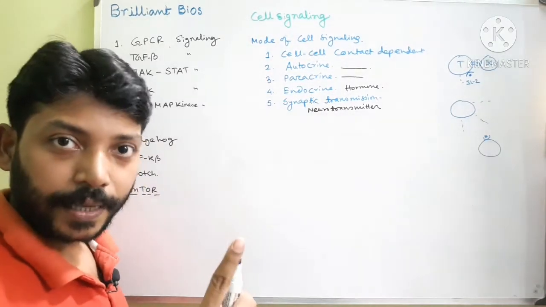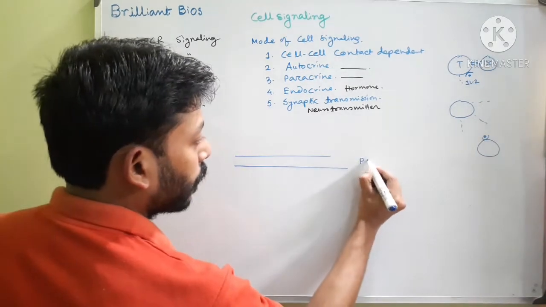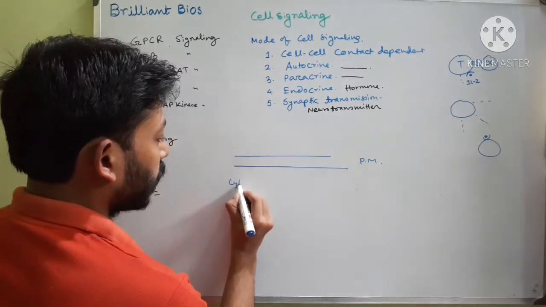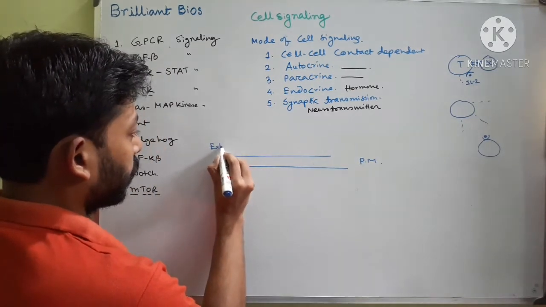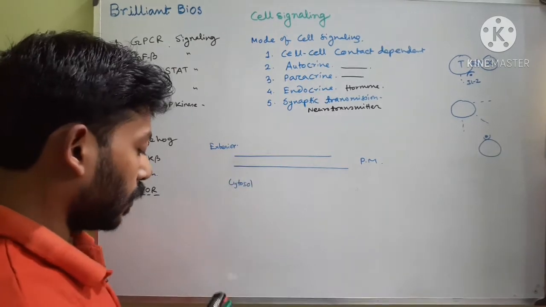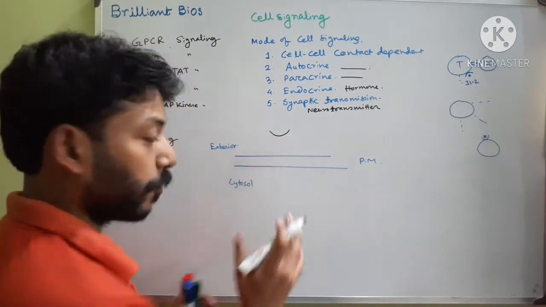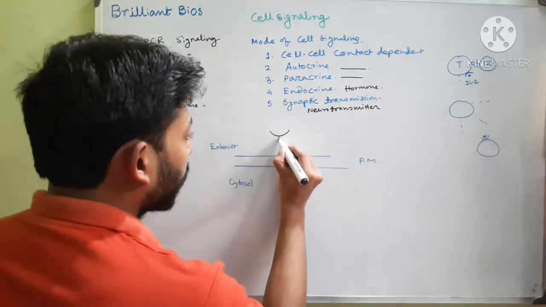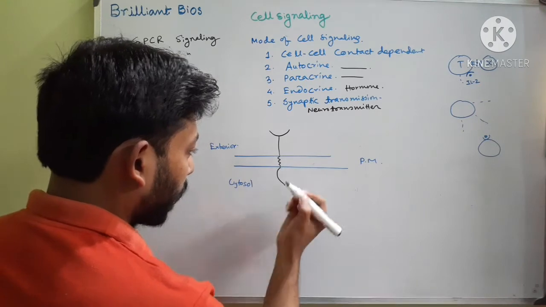One is called ligand and the other is receptor. So let's suppose this is the plasma membrane. This is the cytosol, the interior of the cell. This is the exterior of the cell. A receptor looks like this. It has a receiving area, it has some protein section and then a transmembrane section, then another section.